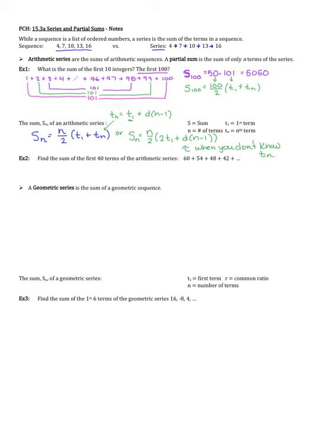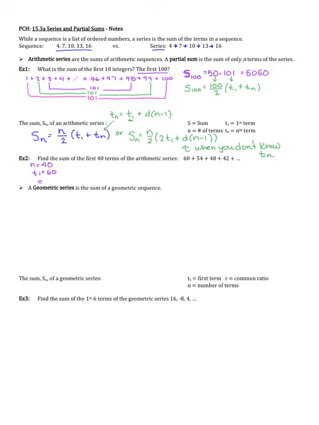All right, so let's do an example. Find the sum of the first 40 terms of this arithmetic series. So when I look at that series, I know that n is going to be 40 because it asks for the first 40 terms. I know t sub 1 is going to be 60.